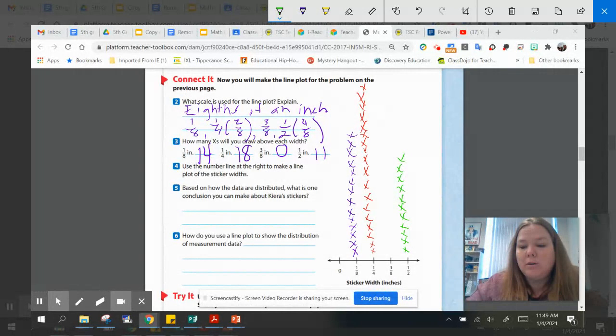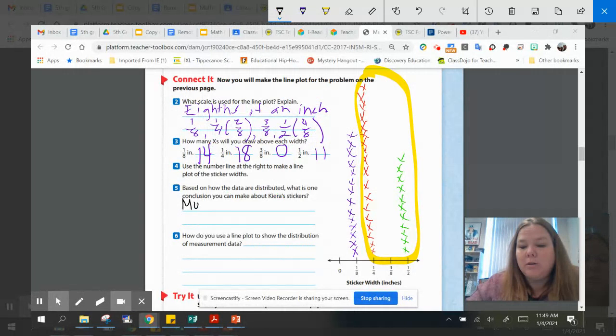Based on how the data is distributed, what is one conclusion you can make about Kiera's stickers? Well, there are multiple conclusions you can make, but I would say probably the most simple one is that most of them are at least 1/4 inches wide or bigger. And we can look at that, if we look here, if we say most of them are 1/4 inch wide or bigger, that includes that. So let's see.